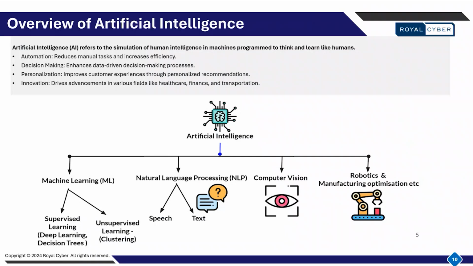Another key benefit is personalization. AI systems can analyze user behavior and preferences to deliver highly personalized experiences, whether it is through product recommendations, targeted marketing, or personalized learning. Finally, AI fuels innovation by providing advancement in various fields, from revolutionizing healthcare with predictive diagnostics to optimizing transportation with autonomous vehicles. AI is at the forefront of technology innovation. AI is composed of several key components, each contributing its powerful capabilities.